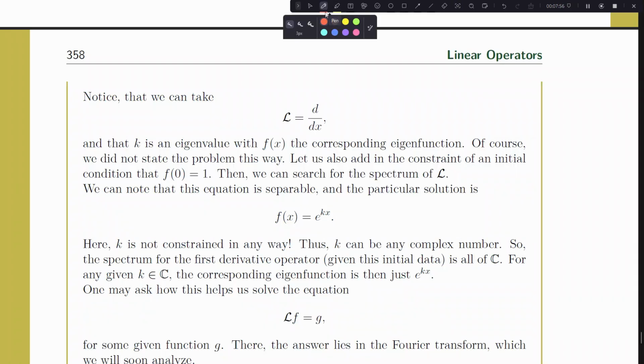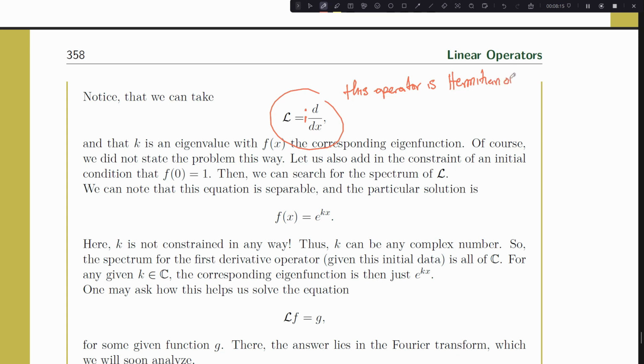Now, why does this matter? In particular, it matters because if we just modify L and we put an i in front of the derivative, this operator is all of a sudden Hermitian on the closed interval, 0 to L. And from our last section, we noticed that Hermitian operators always have a purely real spectrum.